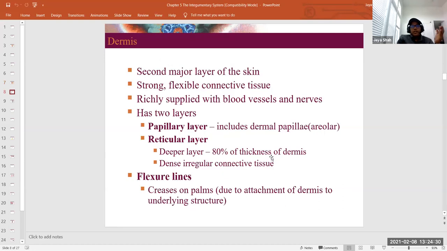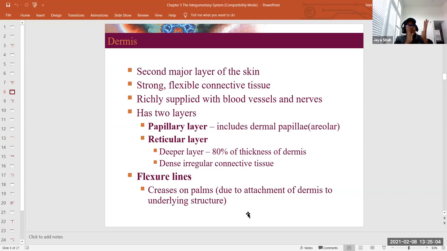Okay, let's talk now about the dermis, the second major layer of the skin. It is a strong, flexible connective tissue, dense irregular connective tissue in the deeper layer and areolar connective tissue in the upper. It has two layers: the papillary layer, which includes dermal papillae, areolar, and then the reticular layer, the deeper layer, which is 80% of the thickness of the dermis. Only 20% of the dermis is papillary layer.